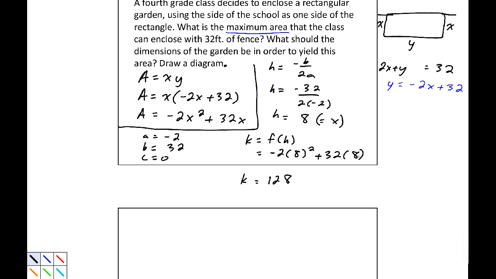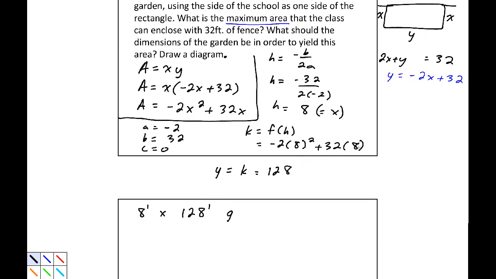Now the dimensions, those are our x and y respectively. So we should have an 8 foot by 128 foot rectangular garden with a maximum area of... oh, actually scratch that. That 128 is our maximum area. Maximum area of 128 feet squared.